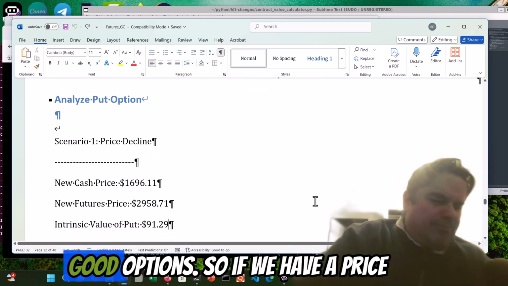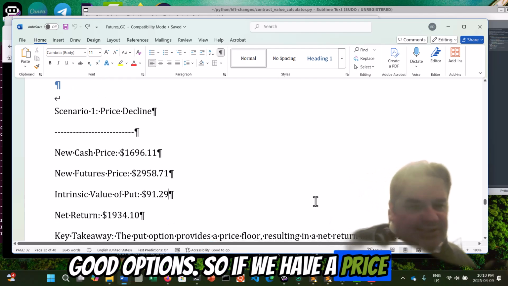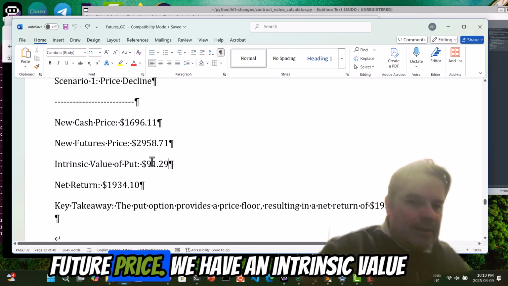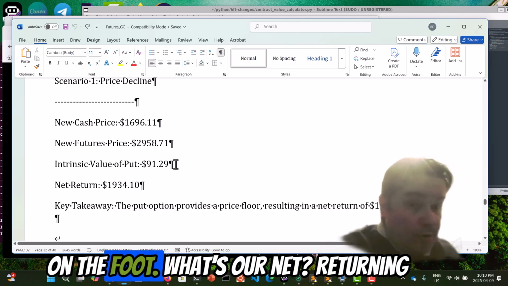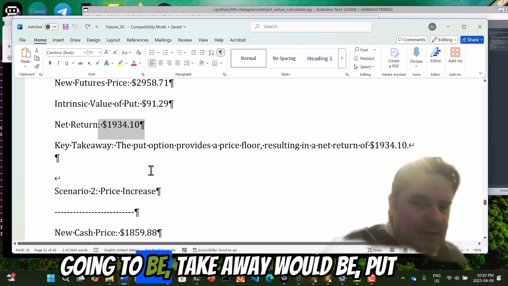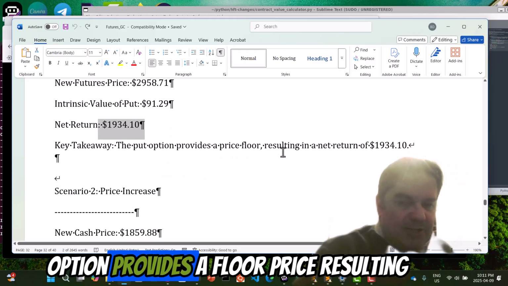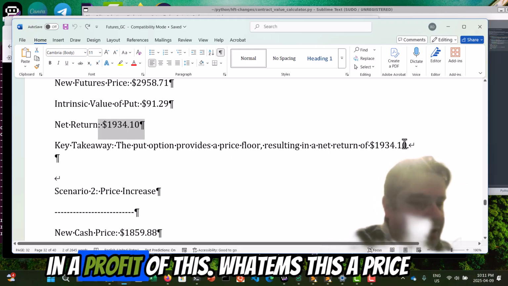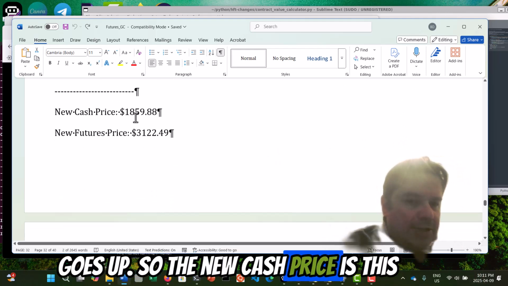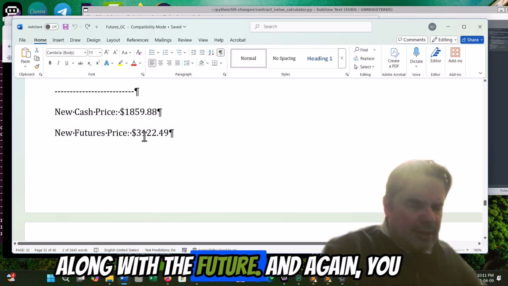Okay, so now we're going to look at put options. So if we have a price decline, we have a new price, cash price, future price. We have an intrinsic value on the put. What's our net return going to be? Takeaway would be the put option provides a floor price resulting in a profit of this. What happens if the price goes up? So the new cash price is this, along with the future.